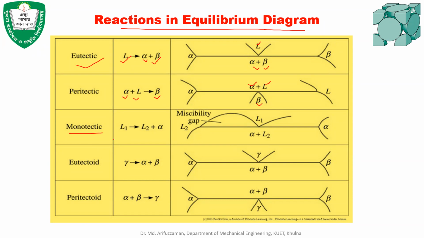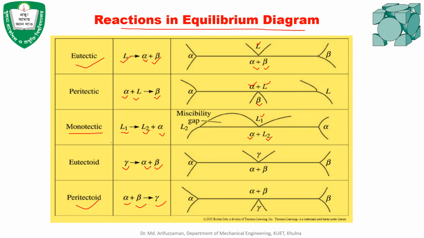Okay. And the monotectic reaction involves liquid. The liquid 1 will be converted into a different liquid and a solid. And in the eutectoid reaction, a solid will be converted into two different solids. And in the case of the peritectoid reaction, two different solids will produce a third solid. This is the opposite reaction actually.